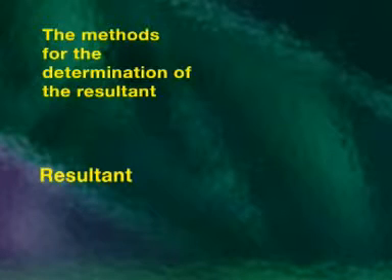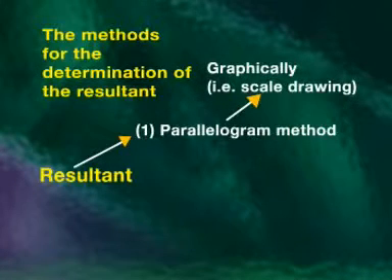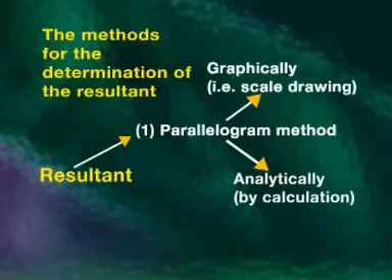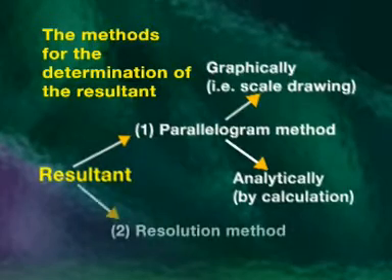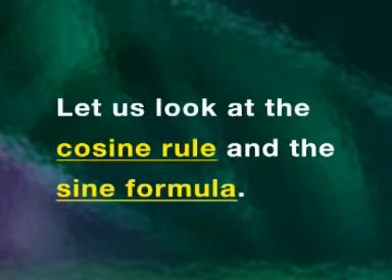That is, in determining the resultant, we can use the parallelogram method. The parallelogram method can be done graphically, that is drawn to scale, or analytically by calculation. The second method that can be used in determining the resultant would be the resolution method. Let's now look at the cosine rule and the sine formula.